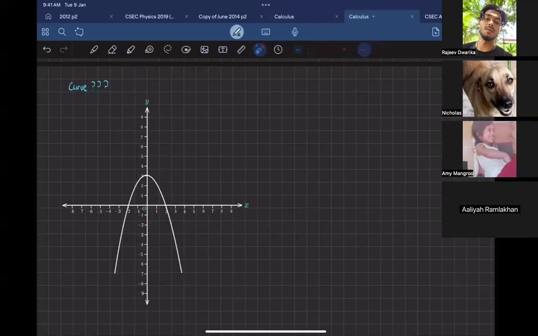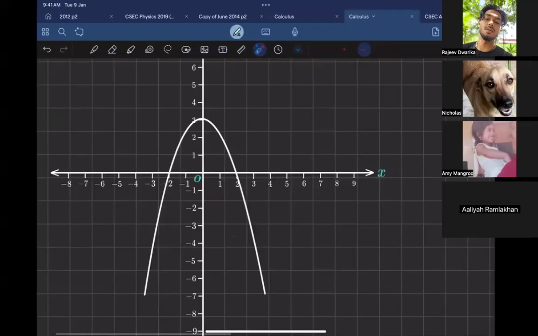Is it not with the tangent? Yeah, that's it. So to find the gradient of a curve, you have to draw the tangent at a point. Aliyah, say we wanted to find the gradient at this point. I would have to draw a tangent to that point, and then take 2 points from the tangent and find the gradient using that method. You following?